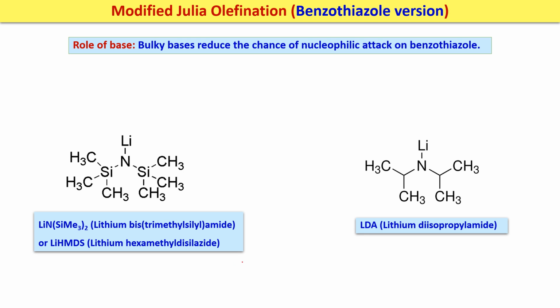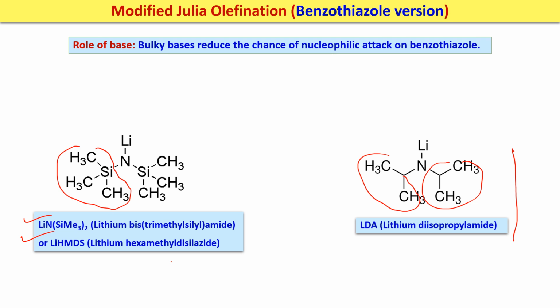We have used LDA. So this is the structure of LDA, right? Lithium diisopropylamide. Now if these two groups are replaced by SiMe3 groups, the name changes. Both are actually the same molecule, but I have mentioned both names because sometimes, if you are seeing a new reaction and instead of LiN(SiMe3)2, which is the detailed structure, this name is given, you can understand what this molecule actually is.